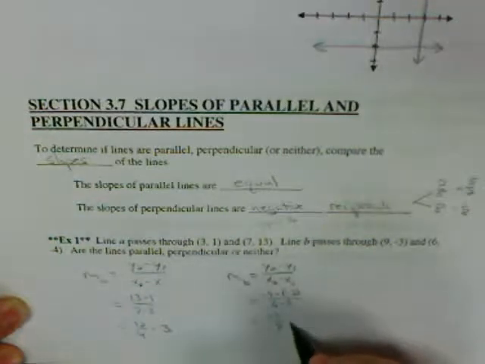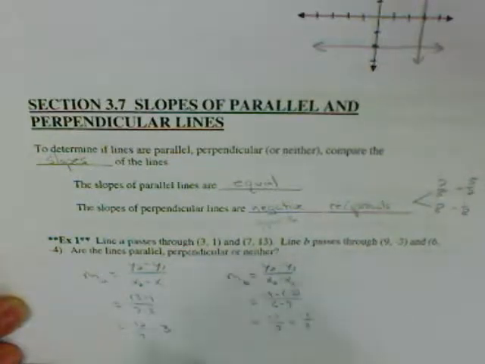And so we have negative 1 over negative 3. Negative divided by negative is really a positive. So we're talking about a slope of 1/3 here. And now we need to compare them to answer the question. We've done all the work. Now we need to just finish it off.